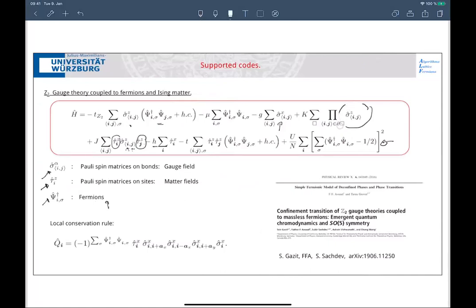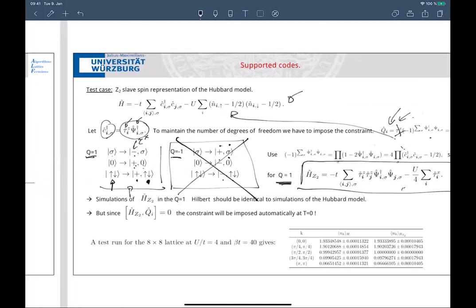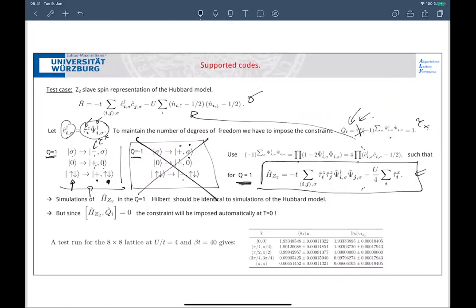If I take this, then I kick out this, I kick out this, I kick out this, I kick out this, I keep this, I keep this, I kick out this. So this is exactly the model I have here. So I can simulate this with the Z2 matter code. There's one thing which is still important: how should I impose the constraint in the ALF?